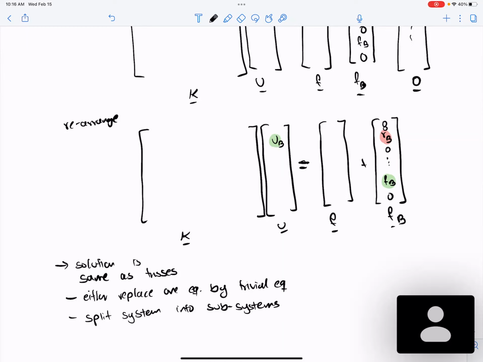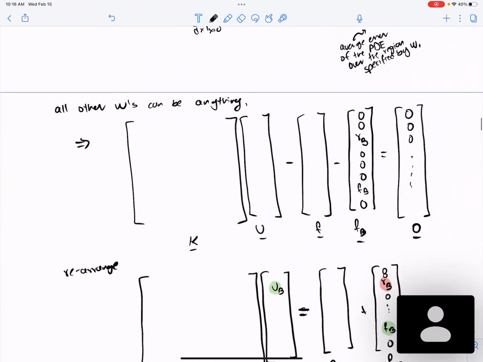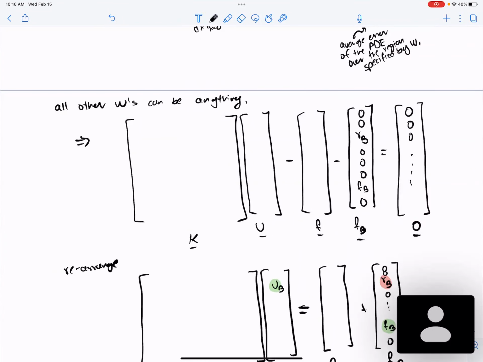You want the W times this thing to be 0. Because the W's can be whatever, you can imagine that each of the W's represents one equation. If you set one of the W's to 1 and all the other ones to 0, that isolates the first equation. And if you do 0, 1, 0, 0, that isolates the second equation. But you want all of them to be true. So you can take all these combinations of 1, 0, 0, 0, then 0, 1, 0, 0, and so on, and that will give you all the separate equations. Or you can just ignore the W and write out the equations.